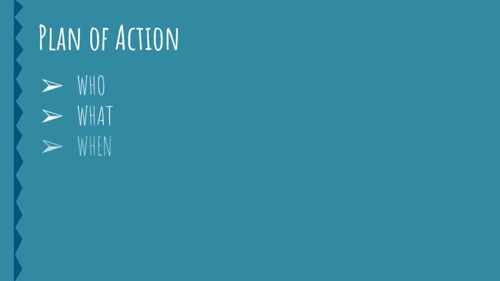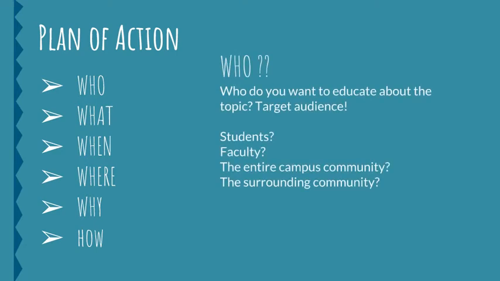Now we're going to go through actually planning out a plan of action. This is going to encompass your who, what, when, where, why, and how of your awareness campaign. So, starting with who. Your who is who do you want to educate about the topic? This is going to be your target audience. Is it students, faculty, the entire campus community, the surrounding community? Who do you want to broadcast your message to?